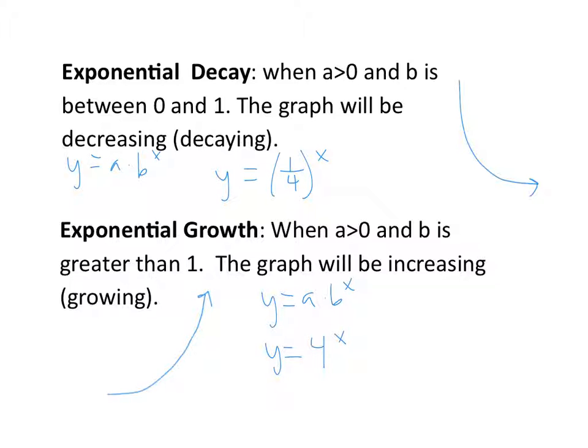We'll talk about what negatives do a little bit later, but for right now, we can figure out the general shape of our graph and know if it's growth or decay based on either what the graph looks like or the equation that we're given.